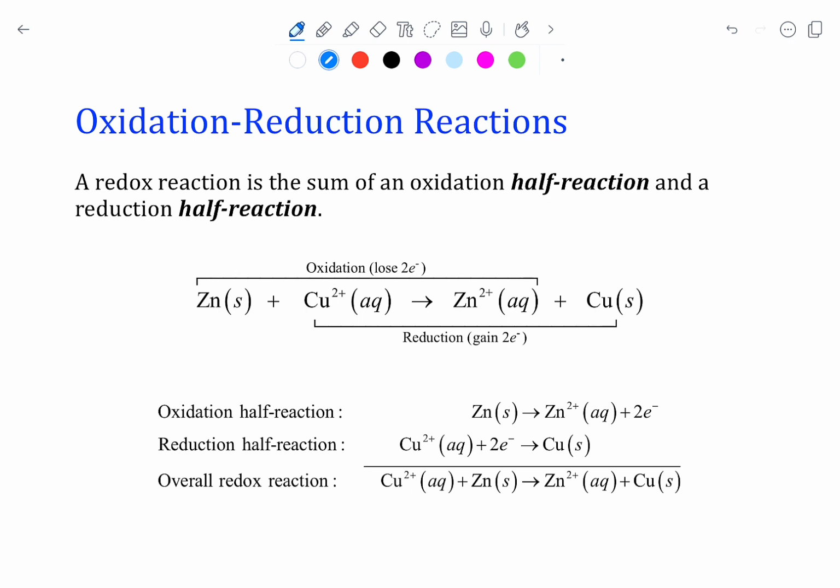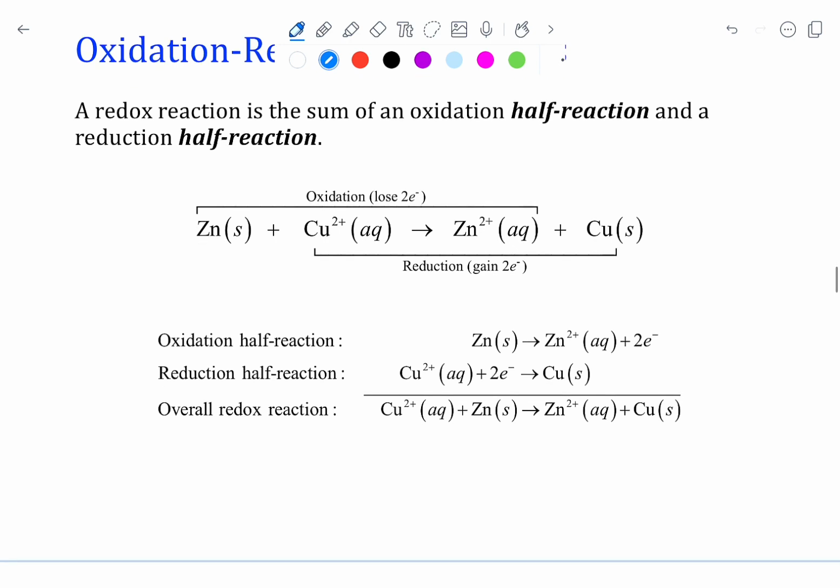So in our zinc and copper example that we just looked at, we said that zinc was being oxidized and copper was being reduced. So the oxidation half reaction shows that zinc solid turns into zinc ions, and because it lost 2 electrons, the product of that oxidation is the zinc ions and the 2 electrons that it lost. It decomposed into an ion and 2 electrons.